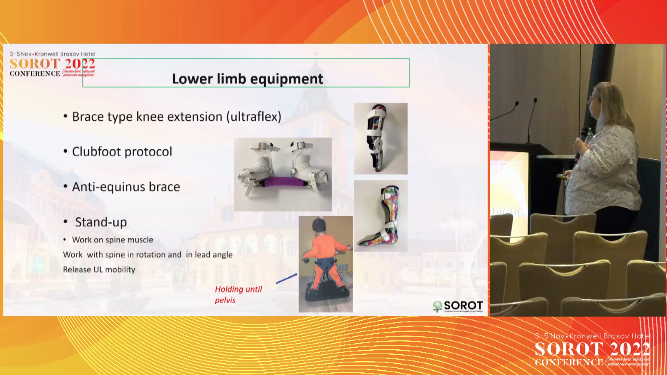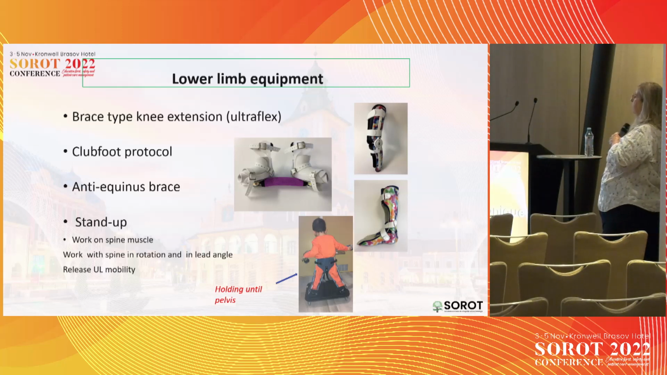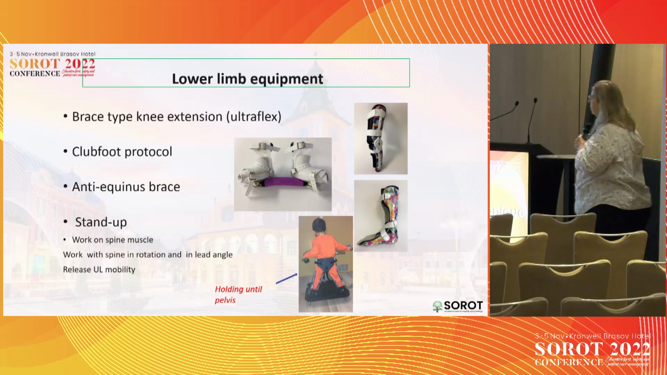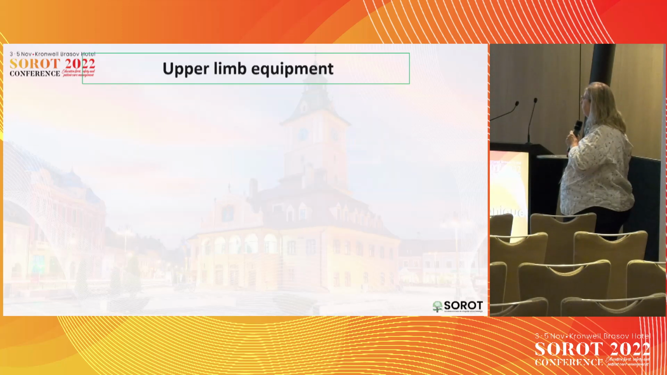So in the lower limb, nothing that you don't know, except we use, for example, this kind of articulation. It's very interesting for knee extension. And just now we have a little more for the upper limb, but they are very expensive, and sometimes national care doesn't pay for them, so it's quite difficult to have them.